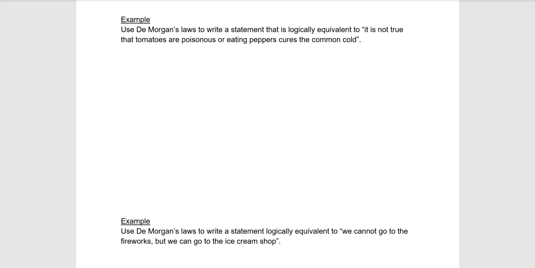So let's use, for this example, De Morgan's law to write a statement that is logically equivalent to it is not true that tomatoes are poisonous or eating peppers cures the common cold. So once again, let's start off with determining which statement is going to be P and what's going to be Q.